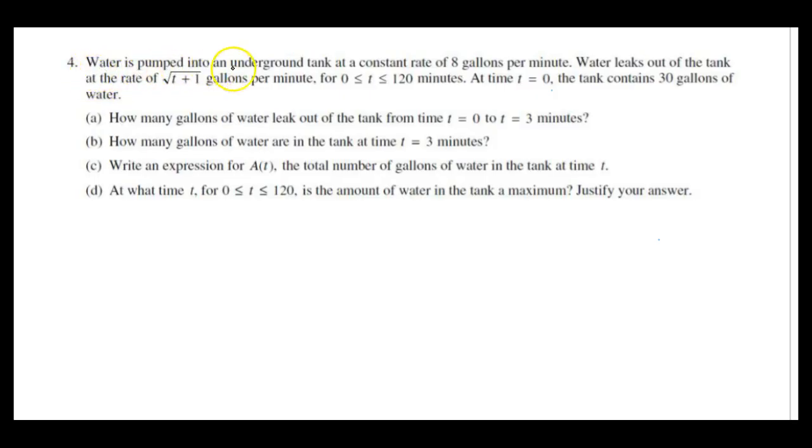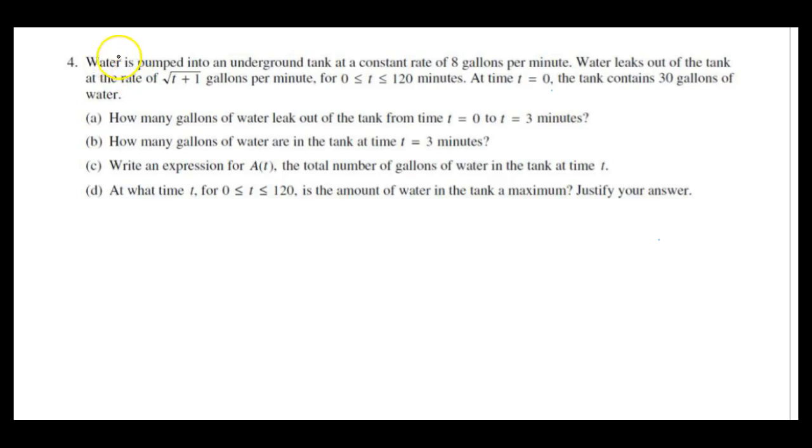Water is pumped into an underground tank at a constant rate of 8 gallons per minute. Water leaks out of the tank at a rate of radical t plus 1 gallons per minute for times t between 0 and 120 minutes. At time 0, the tank contains 30 gallons of water. So this last sentence means at the beginning, the tank already had 30 gallons of water in it.